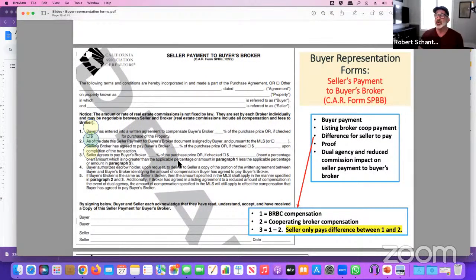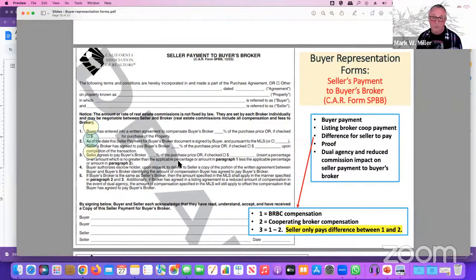So Mark, where does this form go? This form is completed and sent with the offer, if the buyer's agent is asking for the seller to pay for that shortfall. And if they check the box, they're under 3G3. Correct. That is only valid if 3G3 is checked.